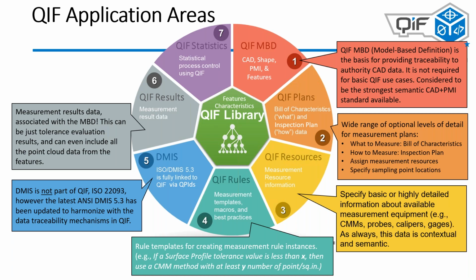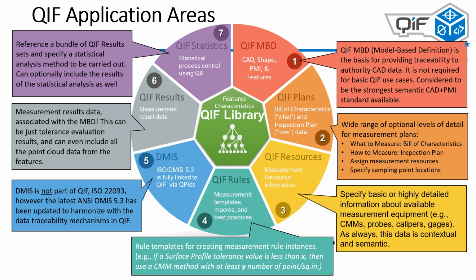And then a key component of the QIF is a standard formatted view of measurement results, and then grouping those results into statistical areas as well. So those are the seven primary application areas for the QIF. You don't have to use all of those. You can use some, but there are certain workflows where you may use one or many of those.